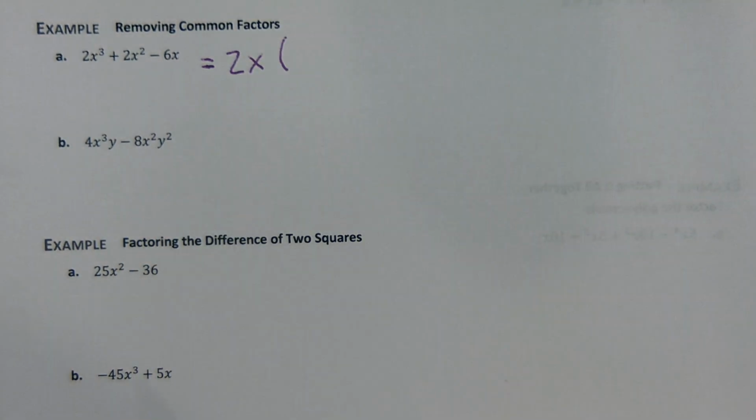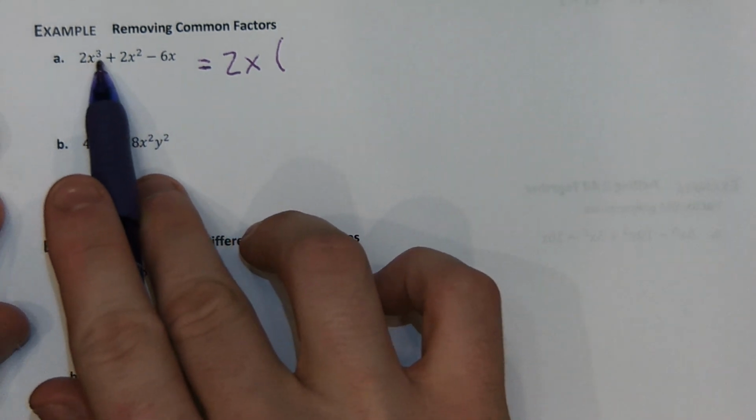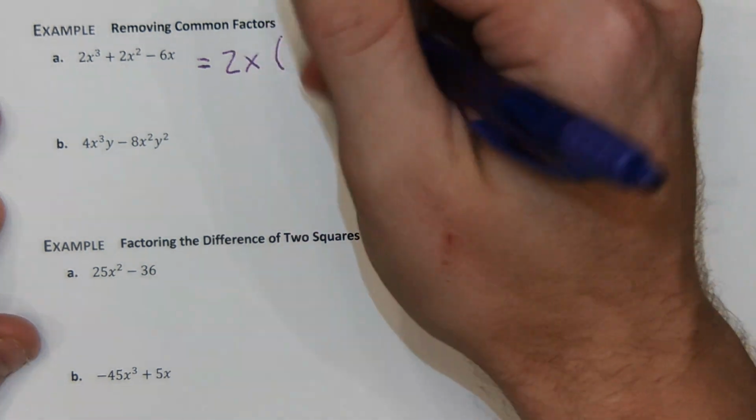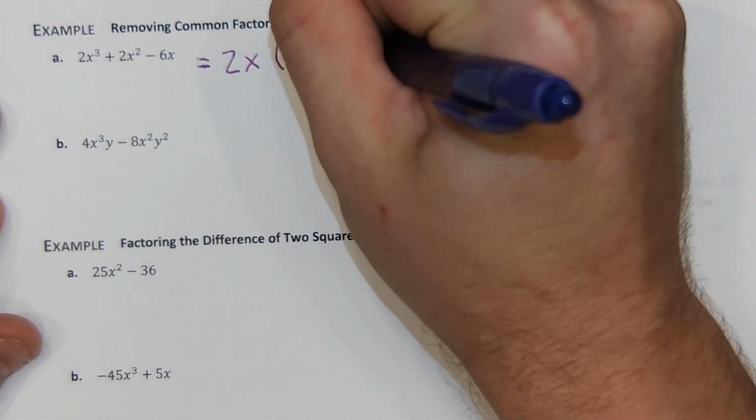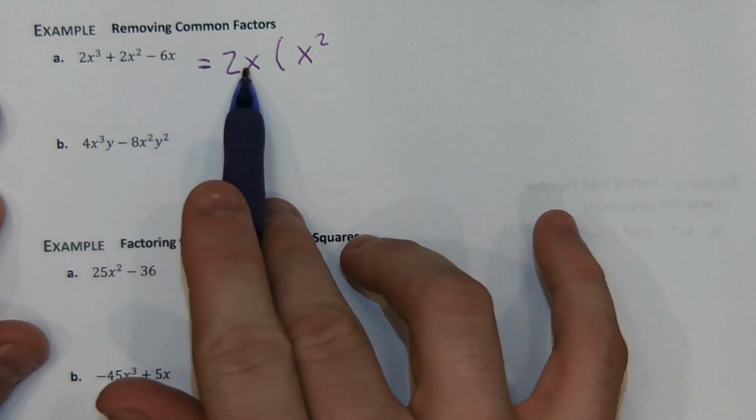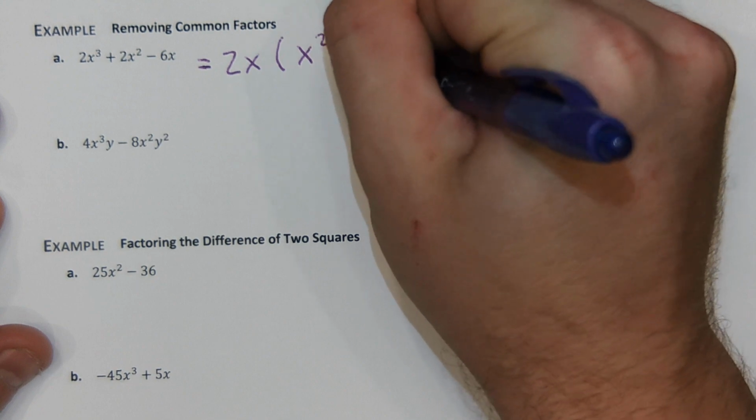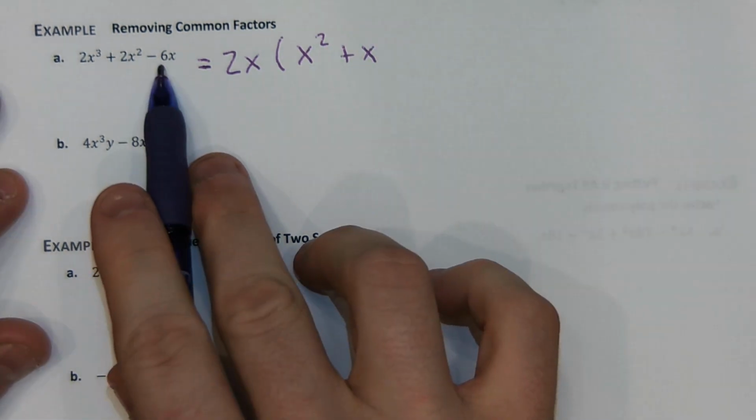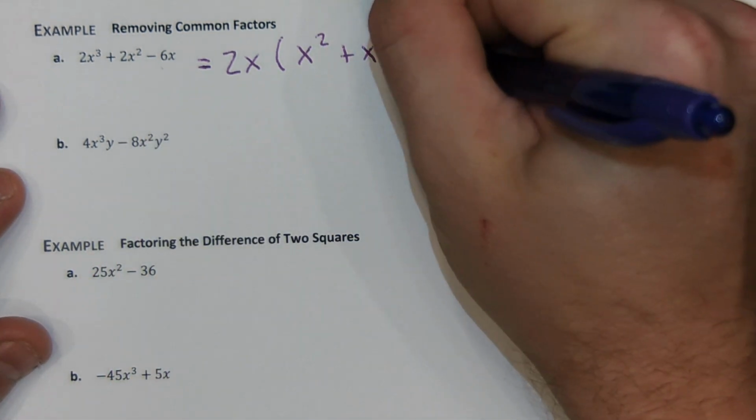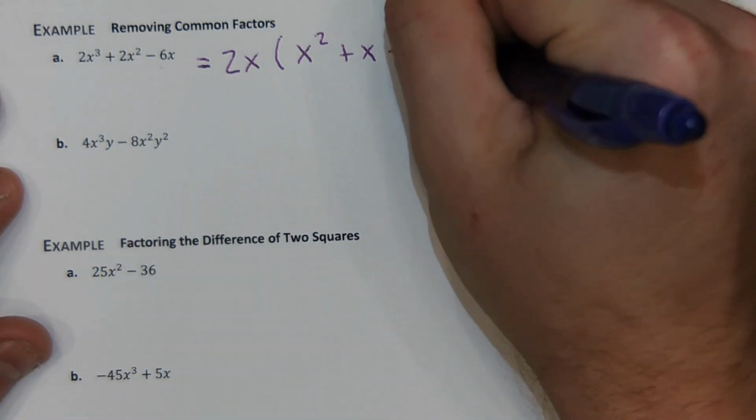And remember, like I said, factoring is a type of division. So 2 divided by 2 is 1. X to the third divided by x just leaves me x squared. I stole one of its x's. 2 divided by 2 again is 1. X squared divided by x is, well, just x, because again, I stole one of its x's. And lastly, negative 6 divided by 2 is negative 3. I took its x, like that.